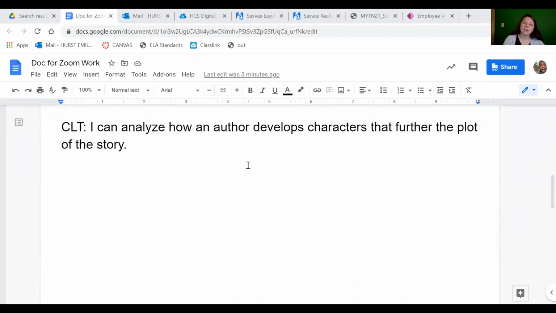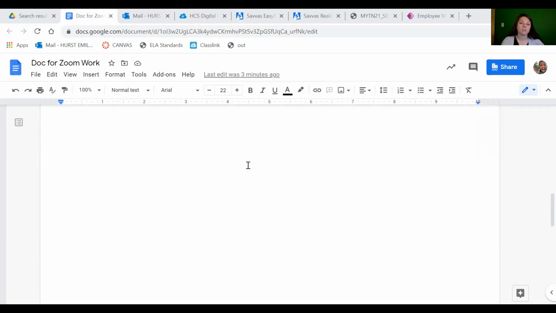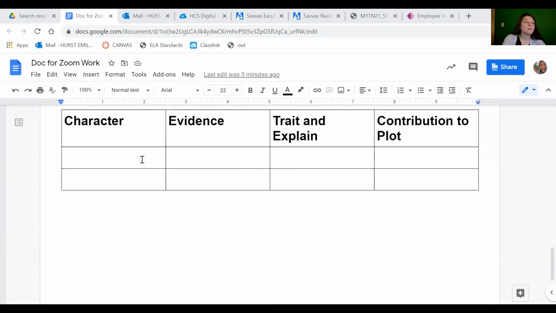Today we're going to be looking at analyzing how an author develops characters that further the plot of the story. I know you have spent a lot of time in the past thinking about character traits and how you know the characters are that way. But today we're also going to look at how those characters, with their specific traits, contribute to the plot of the story.